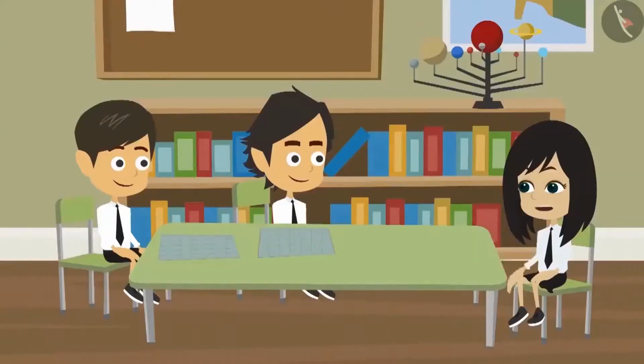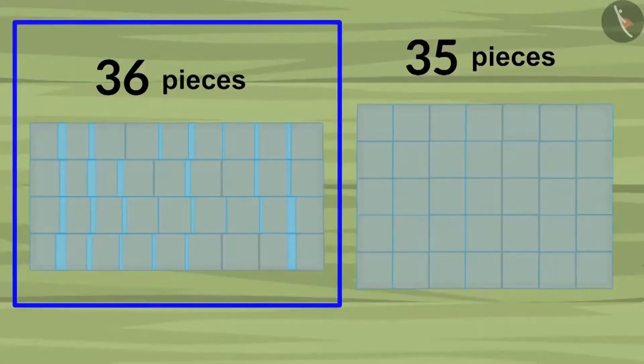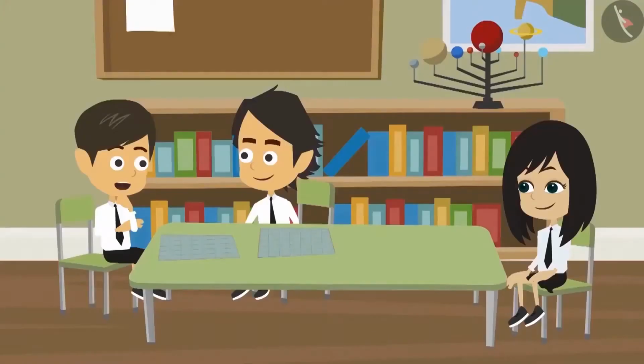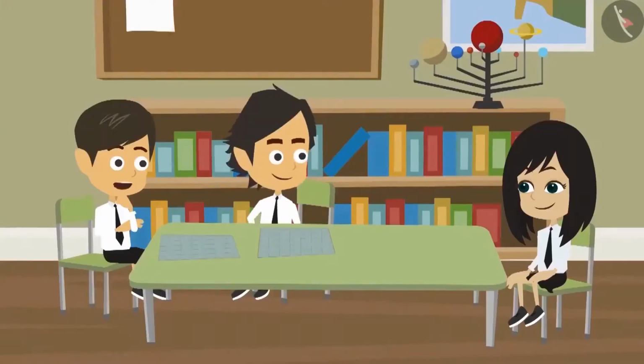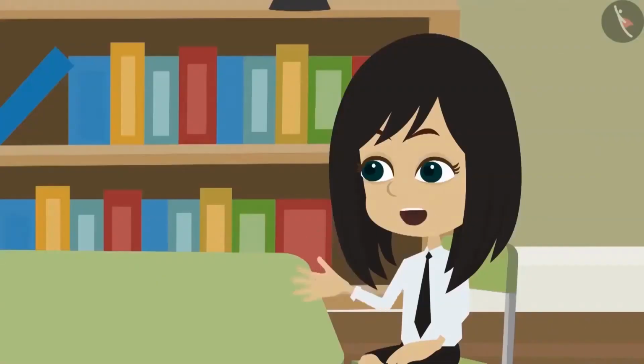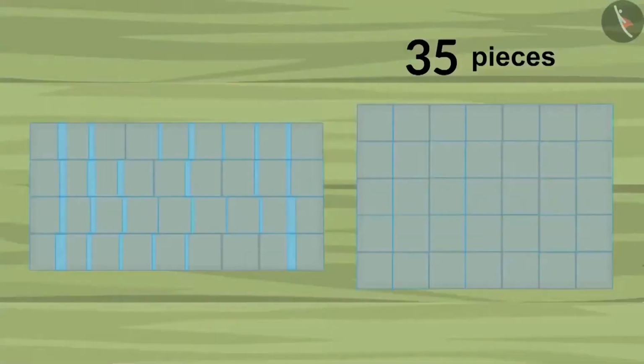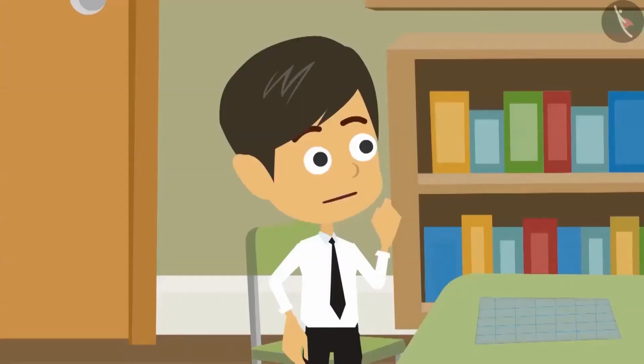Hey, Reyansh, Ayushman is right. You have incorrectly measured the cardboard. Why? What's wrong with it? Look, you have placed few pieces on top of each other. That is a wrong way to measure. So, you can't place the pieces on top of each other? Yes, the pieces should not be overlapped and there should be no gaps between them, like Ayushman has placed. That's how you will get the correct measurement.